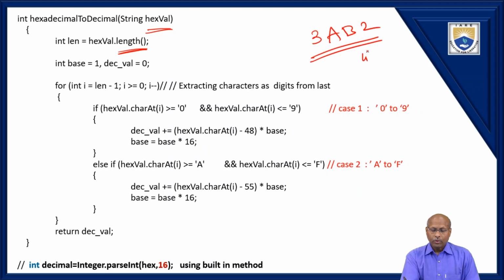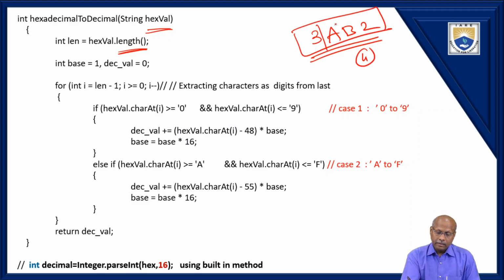Assume my string is 3AB2. Now here the length is 4. So the string has indices 0, 1, 2, 3. 0 is the first position, 1 is the second, 2 is the next, and 3 is the last position. The length gives you how many elements there are, that is 4. Now I'll go from right to left. My index starts from 0: 0, 1, 2, 3. The last position is 3, which means length minus 1. That's why I took i equal to length minus 1.